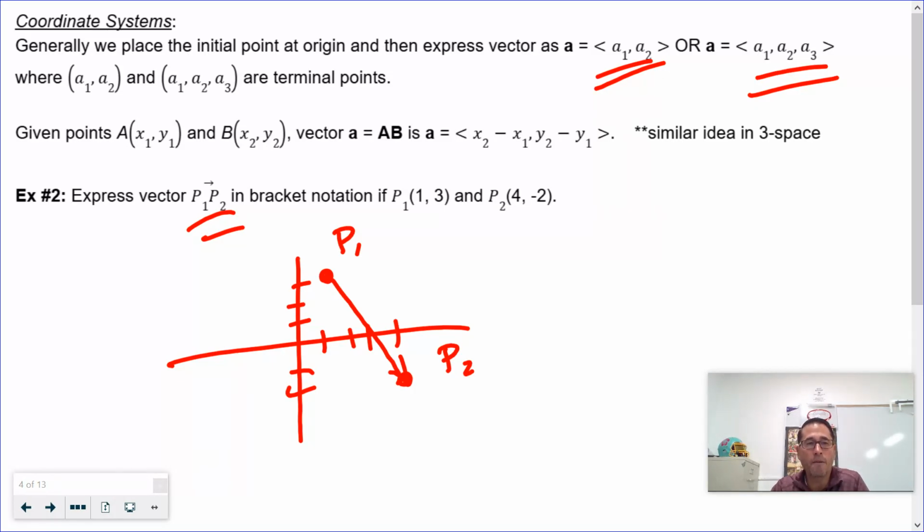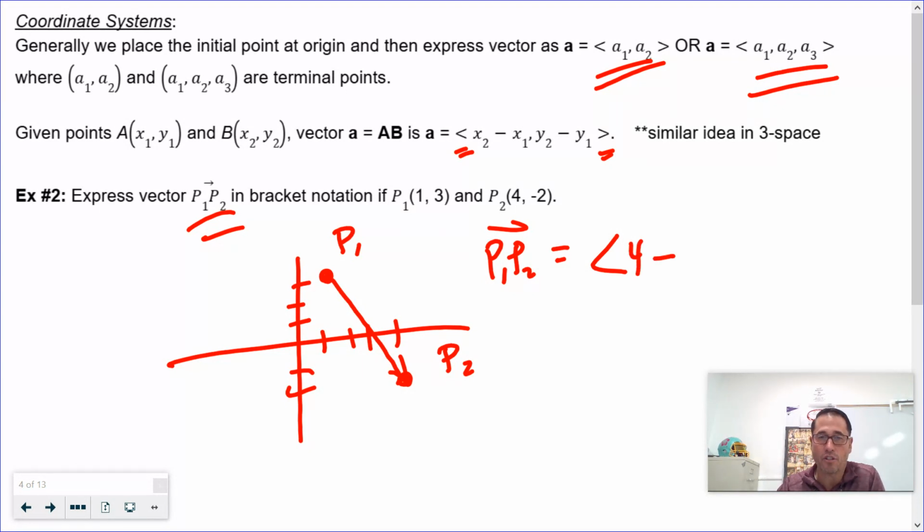Okay, and I don't know if it really should say bracket. These fancy dudes right here are called chevrons, right? And we should remember that from our BC days. But if I wanted to write this in vector notation, chevron notation, you do the terminal minus the initial. The terminal, negative 2, minus the initial, which would be 3. So another way to represent this vector P1P2 would be 3, negative 5.